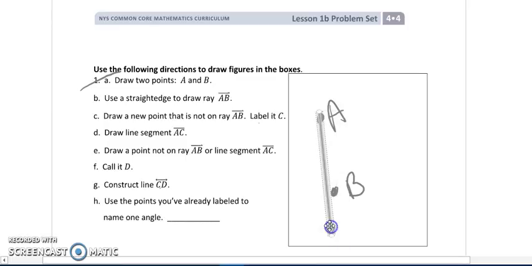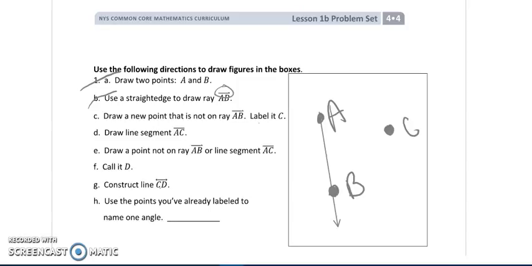If you look at the picture, the label shows that you start at A because that has the end, and B has the arrow so that you pass through it. Okay? So, ray AB. Then it says draw a new point that's not on ray AB and label it C. So let's put C out here. And then it says draw a line segment AC. So a line segment starts at A and ends at C.